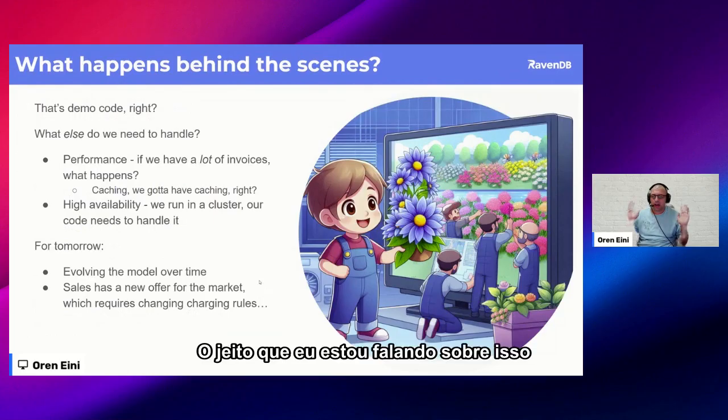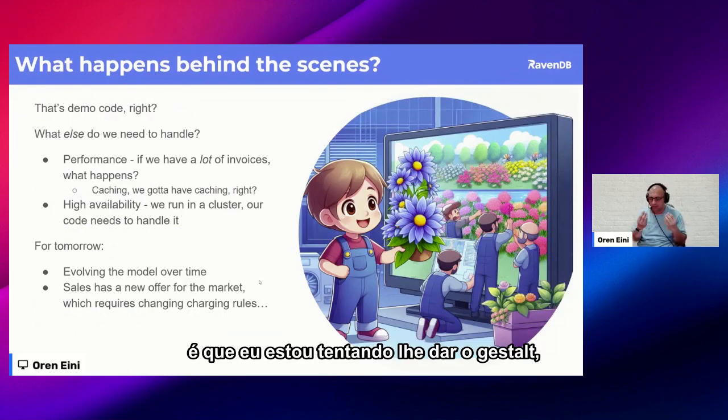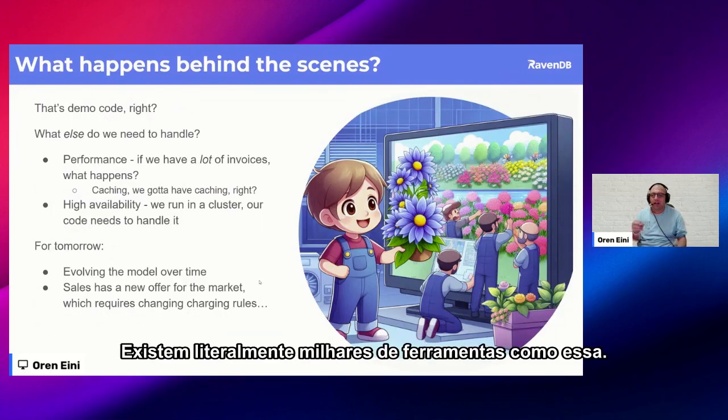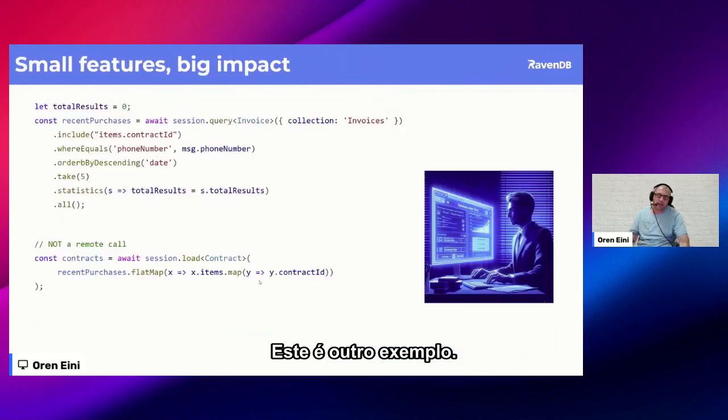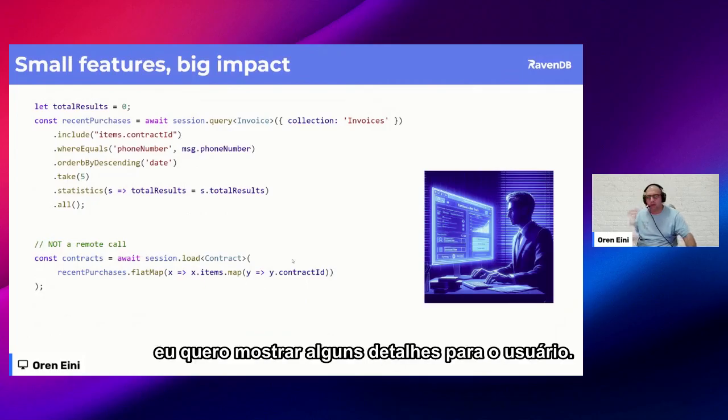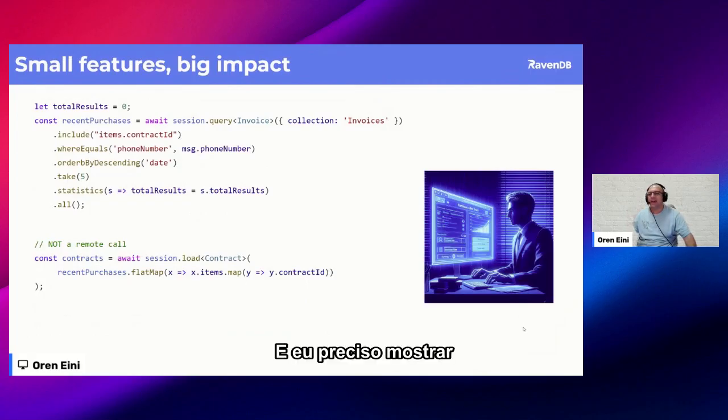And the way that I'm speaking about this is I'm trying to give you the gestalt, the way that I'm thinking about this. There are literally dozens of features like that. Here's another example. And you can see that right now I want to show some details for the user. And I need to show the data about the invoice and also about the relevant contract.